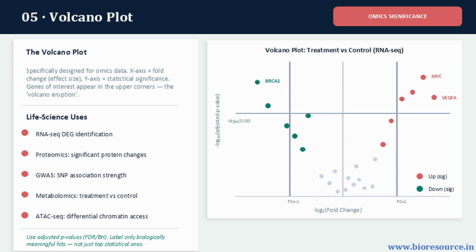Volcano plots are used in RNA-seq, proteomics, metabolomics, ATAC-seq, and GWAS style analysis. The key warning is use adjusted p-values, not raw p-values, because omics data involve thousands of tests. And label genes because they are biologically meaningful, not just because they have the smallest p-value.